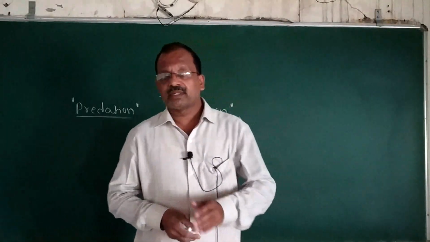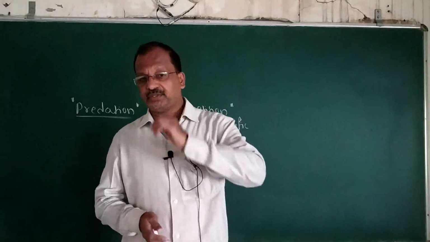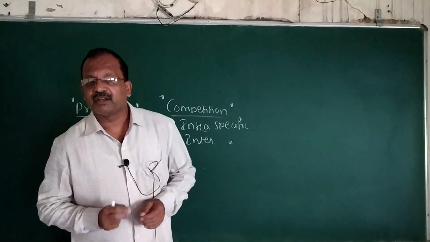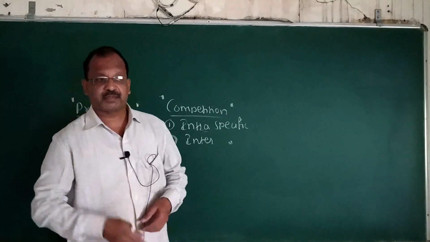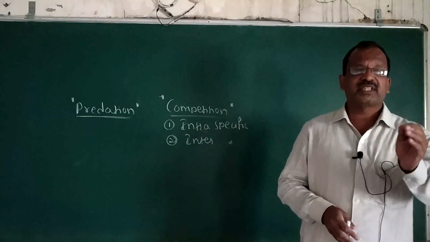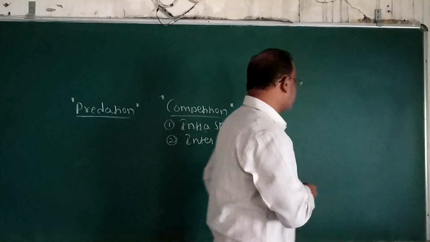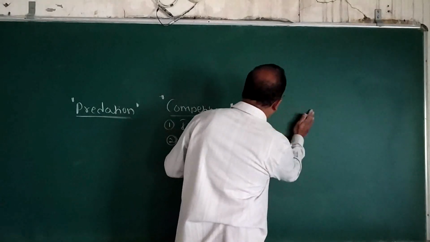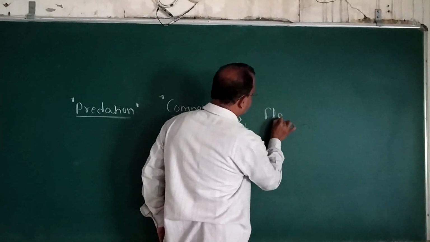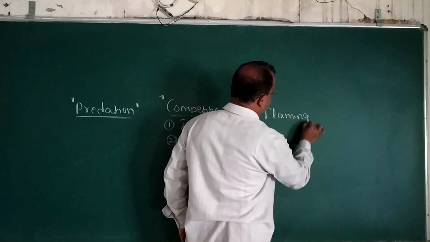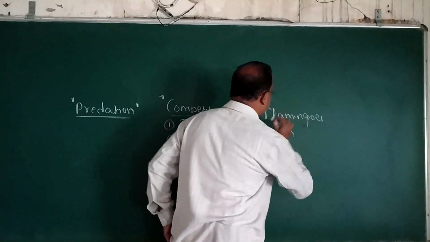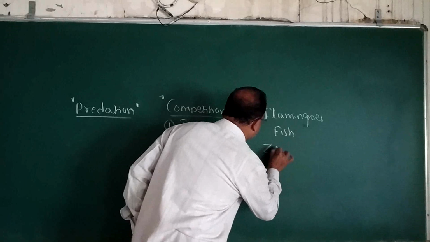Interesting point, even sometimes unrelated species will also compete for the same resources. I'll provide you one example. In the shallow South American lakes, visiting flamingos and resident fish will compete for the same food, zooplanktons.